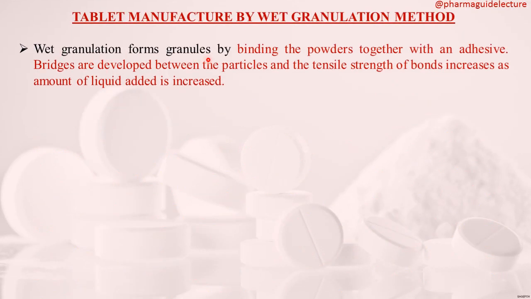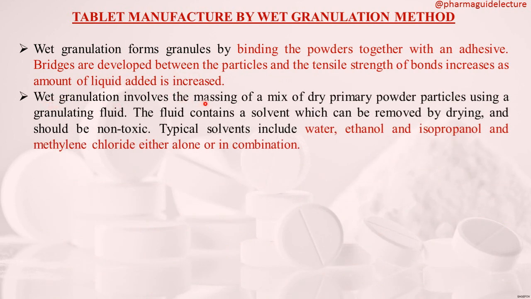Now, wet granulation forms the granules by binding the powder together with an adhesive. Bridges are developed between the particles, and the tensile strength of the bond increases as the amount of the liquid added increases. This liquid is the granulating fluid or the binder solution. The binder is dissolved in the solvent to form the binder solution or the granulating fluid. It is then sprayed over the powder particles, and these powder particles stick or bind to each other with the help of that adhesive or the binder, with the formation of the bridges. The tensile strength of these bonds increases as the amount of the granulating liquid added is increased.